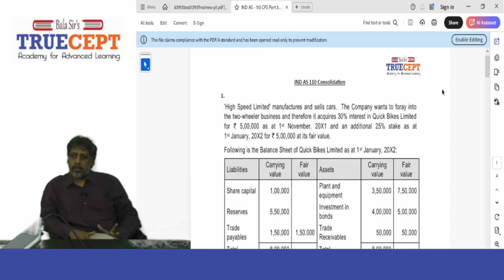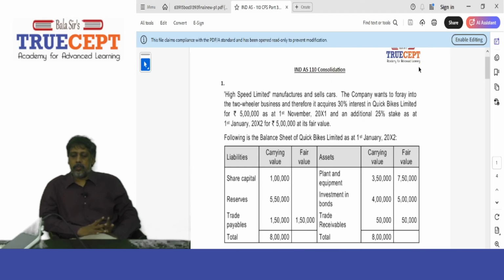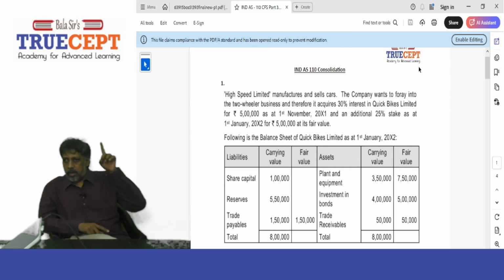High Speed Limited manufactures... It is there in your handout, marked as part 3. The company wants to foray into the two-wheeler business, that is, they want to make an entry into the two-wheeler business. And therefore, it acquires 30% interest in Quick Bikes Limited for rupees 5 lakh as at 1st November 20x1.